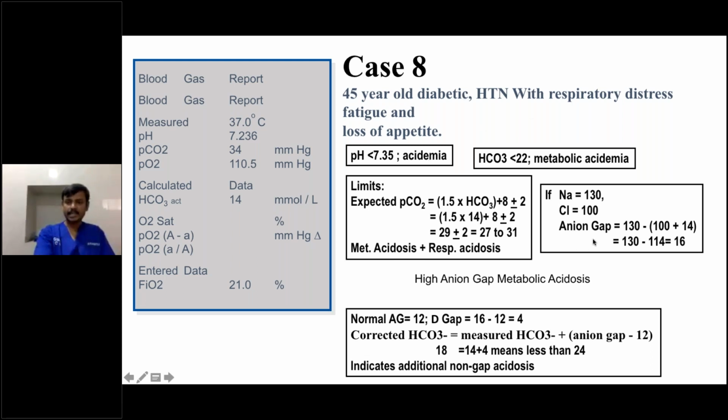Yes, it's a DKA case we have done already. In DKA, what will happen? We sometimes use more and more normal saline, so chloride ions will be more. You may see here chloride is 114. Maybe because of the increase in chloride ions, it is causing hyperchloremic metabolic acidosis. That is a cause for the normal anion gap metabolic acidosis. Maybe we have to stop normal saline here.